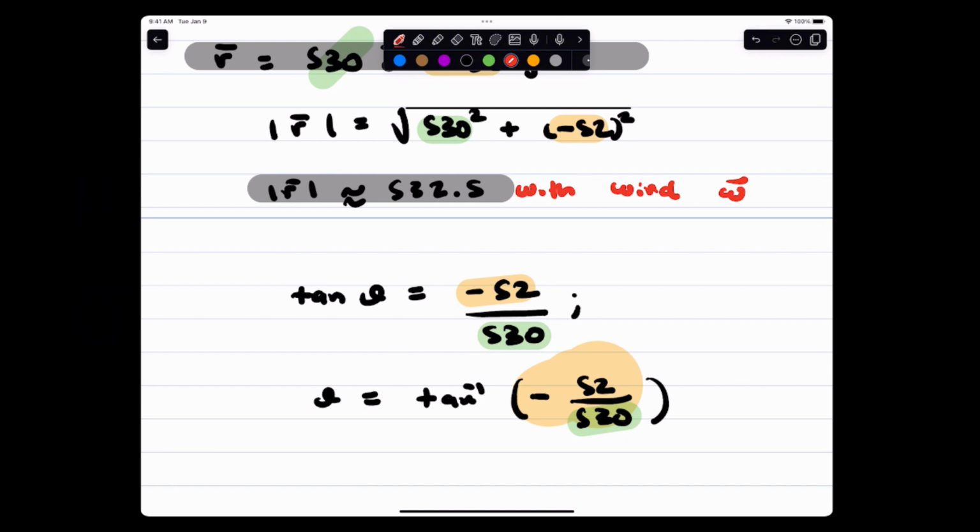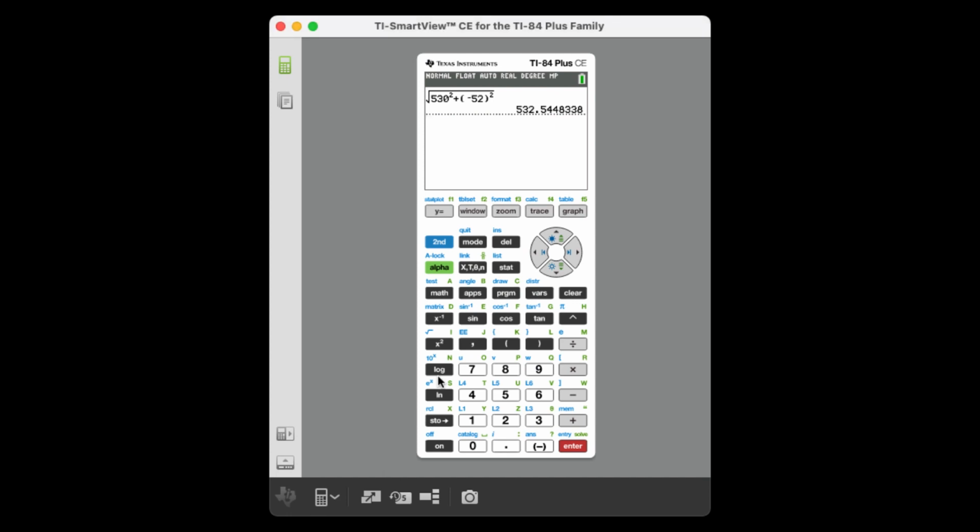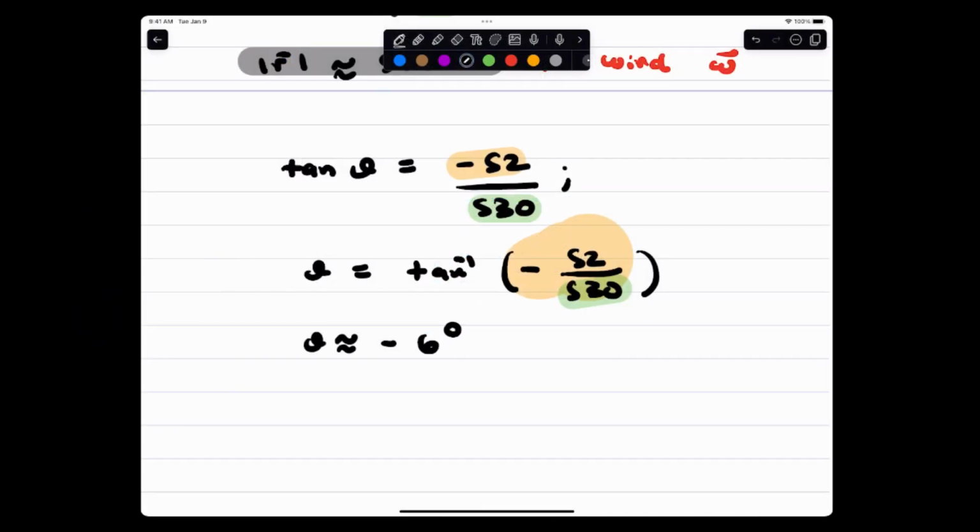Now to get the angle theta, you're going to say, okay, second inverse tangent, negative 52 divided by 530. And you get negative, let's go out to the nearest degree. That's about a negative 6 degrees, okay? So this is approximately negative 6 degrees, because 5.6 going to the whole, it's an integer value because it's negative. All right, let's see if we can figure this out then.